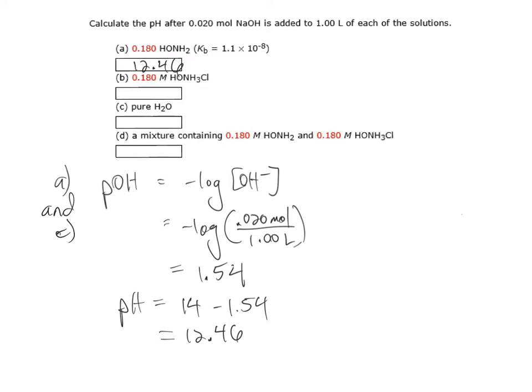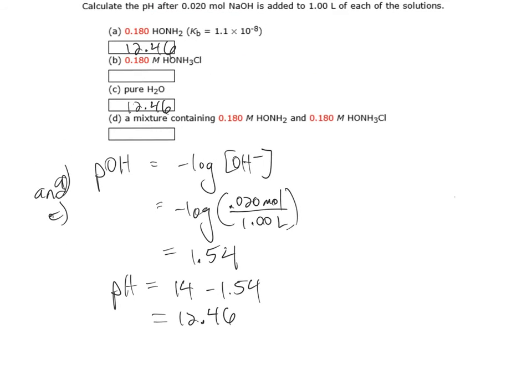It's just very, very weak. Its K value is 1 times 10 to the negative 14th. So the calculation is exactly the same, and we arrive at the same pH as we did in part A, 12.46. Now on to the more interesting parts of this problem, parts B and D.